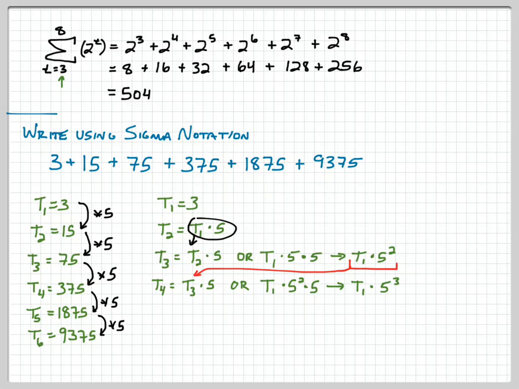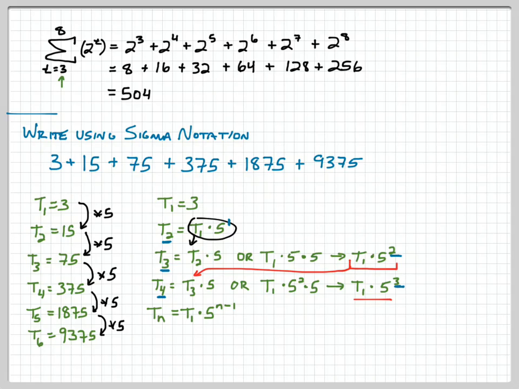Now you might start recognizing a pattern here. I'm starting to see one. We've got t of 1 times 5 cubed, so term 3 goes to 5 squared and term 4 goes to 5 cubed. Even if we look back at term 2, term 2 was 5 to the first power. We didn't write that, but we know that it's there. So we can come up with a general formula without even having to go to 1875 and 9375 by saying that t of n is going to be t of 1 times 5 to the n minus 1 power.